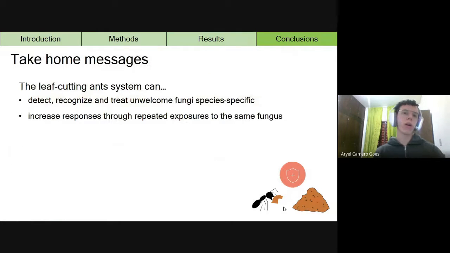So I want you to take home these following messages: that leaf-cutting ants, exclusively Atta sexdens, can detect, recognize, and treat unwelcome fungi species specifically, and that increases their response throughout exposures to the same fungus, suggesting that this colony might be retaining information about previous infections.